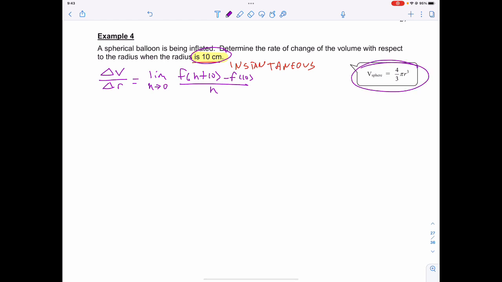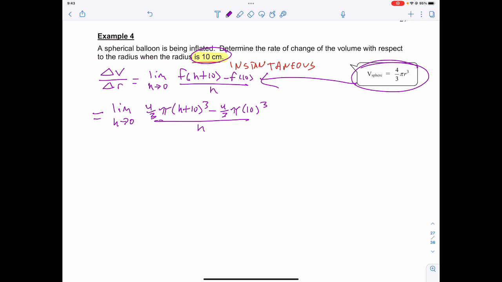Now we're going to use this formula to sub in for the f of h plus 10 and f of 10. So we're going to say that this is equal to the limit as h approaches 0 of 4/3 times pi times h plus 10 cubed minus 4/3 times pi times 10 cubed all over h. First thing I'm going to do is remove the common factor of 4/3 and pi from both parts.